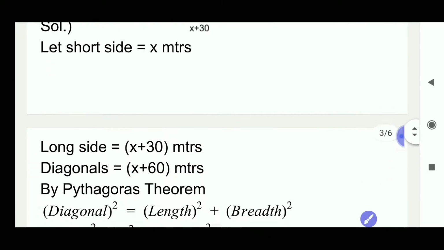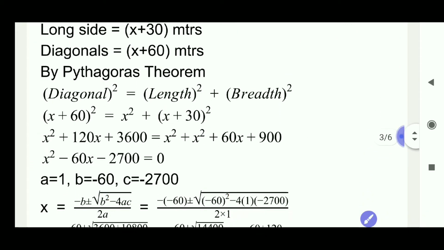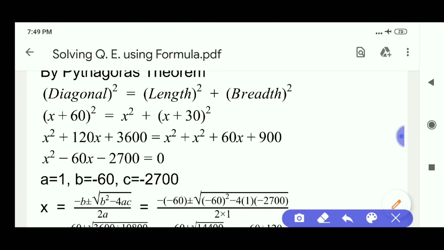Now let us apply the Pythagoras theorem. That is, diagonal square is equal to length square plus breadth square. Diagonal is x plus 60 whole square. Breadth is x, so x square plus length, which is x plus 30 whole square.